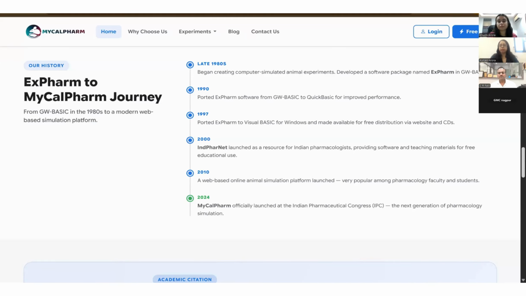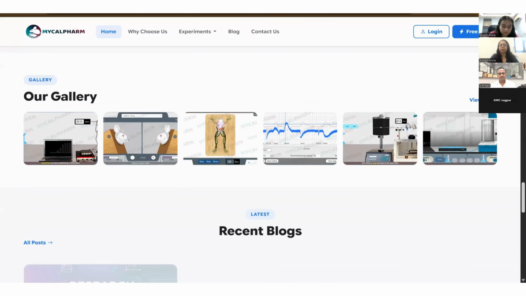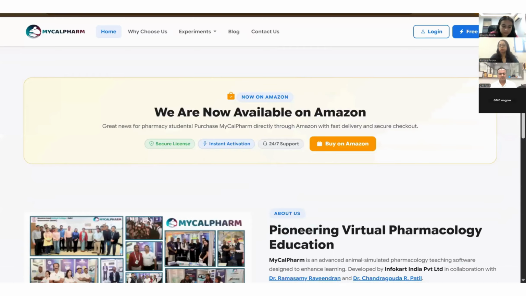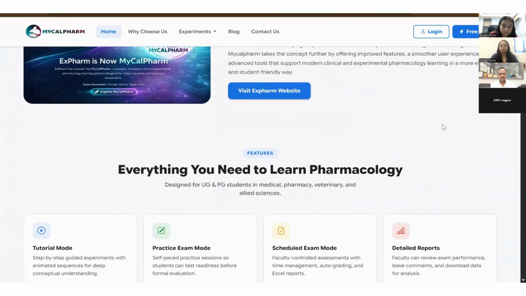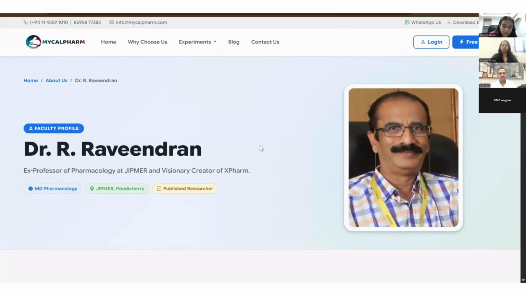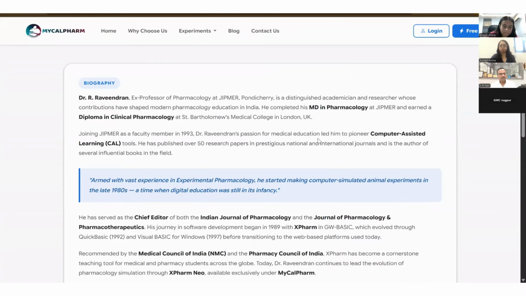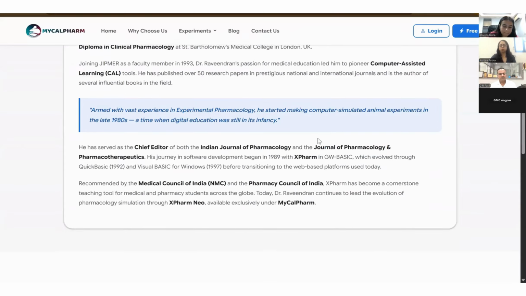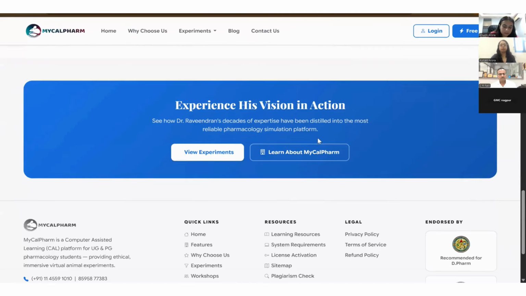This particular MyCalPharm is being developed by Infocart India. We have two authors, Dr. Ravindran and Dr. Patil. Let me show you Dr. Ravindran. He is a legend in himself. You can see he's from JIPMER, Pondicherry, ex-professor. All his contribution to Ex-Pharm and MyCalPharm, you can see all his achievements are there, full page.